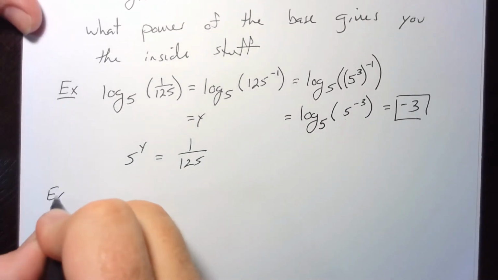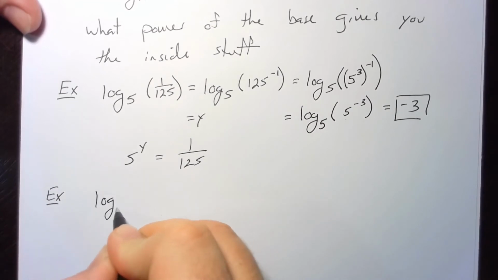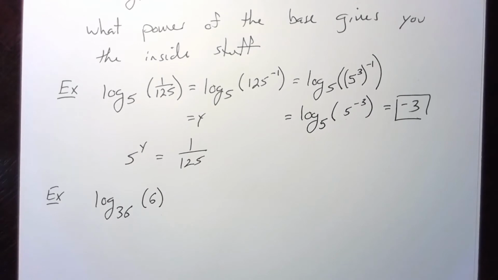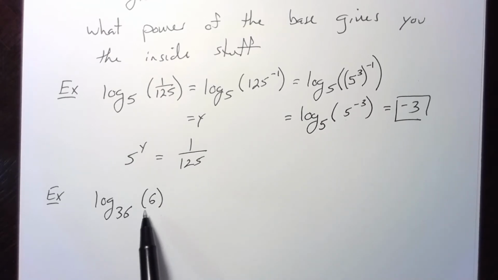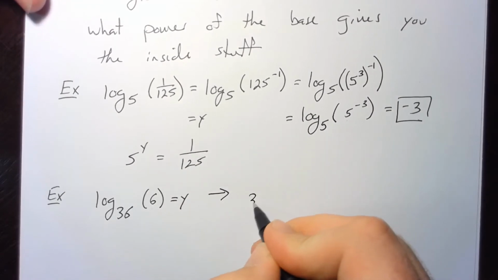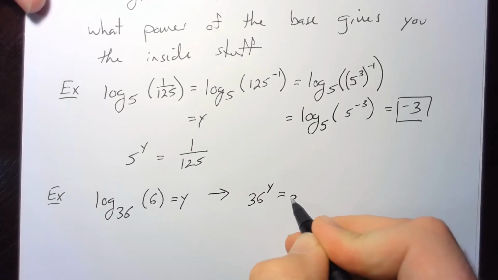Let's look at a couple more examples. Log base 36 of 6. Now this might be tricky to understand because, again, remember, you're asking what power of this will give me this. Some of you might be able to pick it up relatively quickly. Some of you might take some extra work to identify it. If it helps, again, set this thing equal to y and convert it. 36 to the power of what will give me 6?